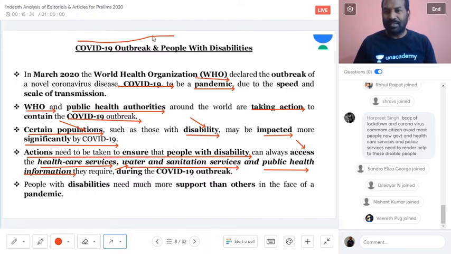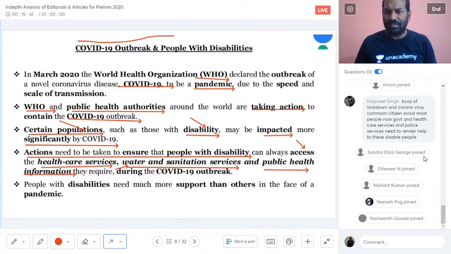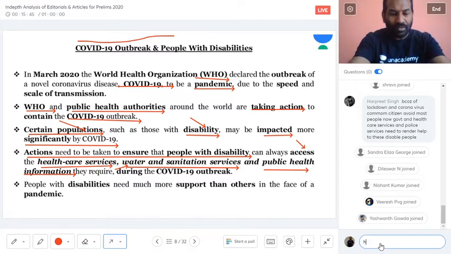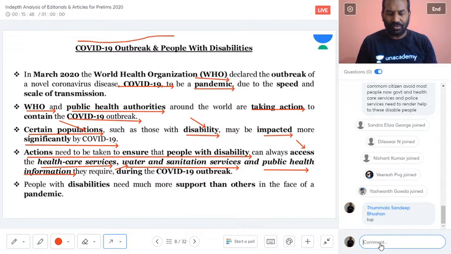Then Harpreet says, because of lockdown and coronavirus, common citizens avoid most people. Now government, health services and police services need to render services to the disabled people. Yes, very good, very well said. And hi to everyone who has joined now.